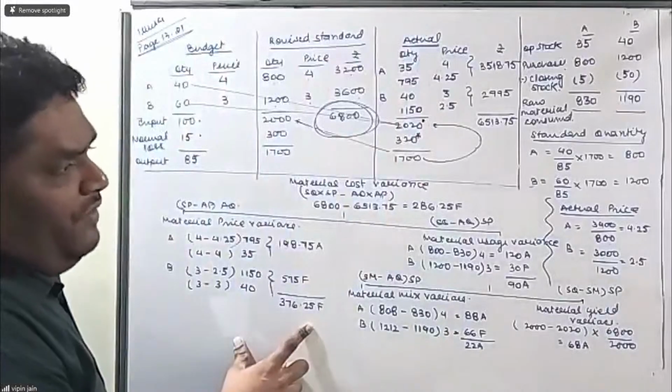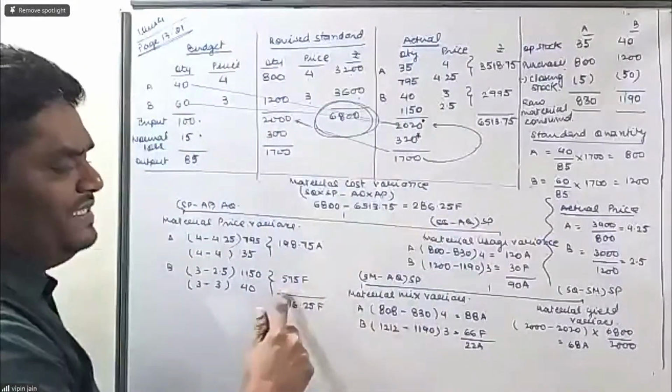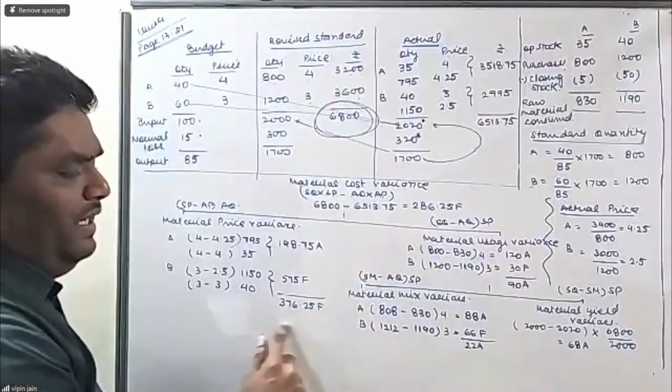Gurminder Kaur, it is favorable. 198.75 adverse and 575 favorable. So net it will be favorable.